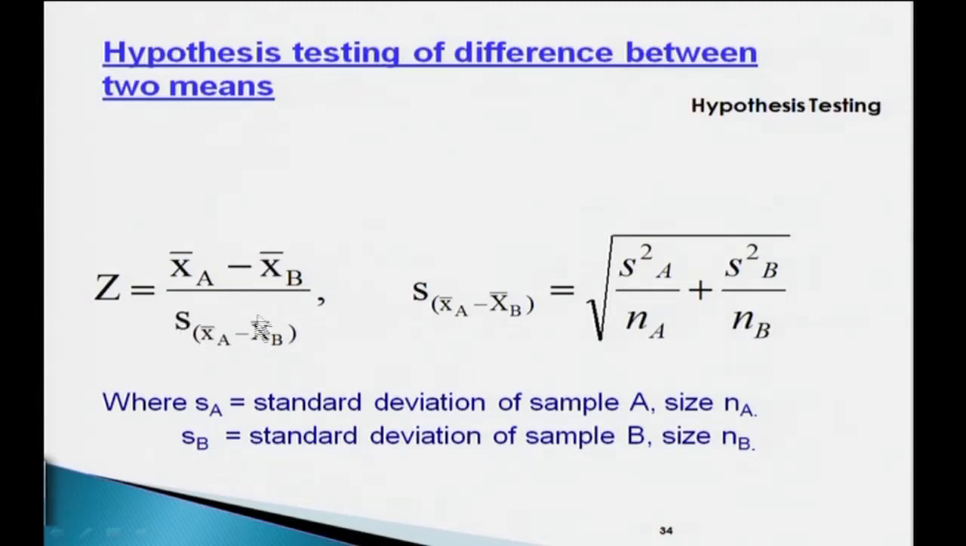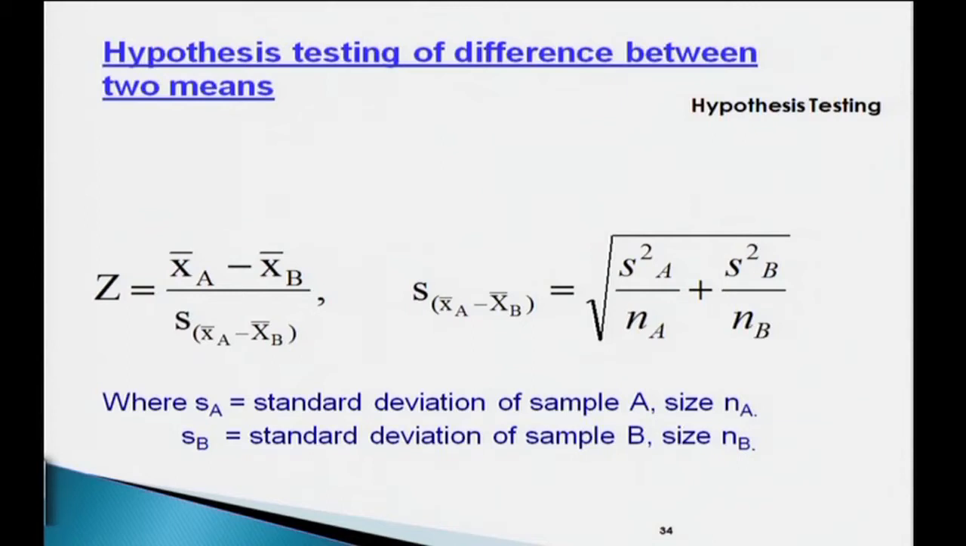So, we divide by the standard error. This s represents the standard error here. How do we define that standard error for the difference of means? That is s square a, the variance of a, plus variance of b, divided by the sample size for a and the sample size for b, the whole under root. Once you have the standard error, you can use that in the test statistic z. So, that will give you z cal.